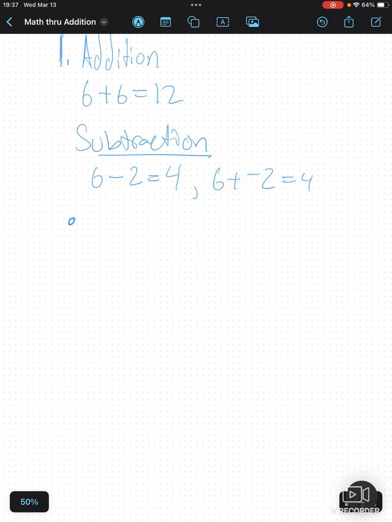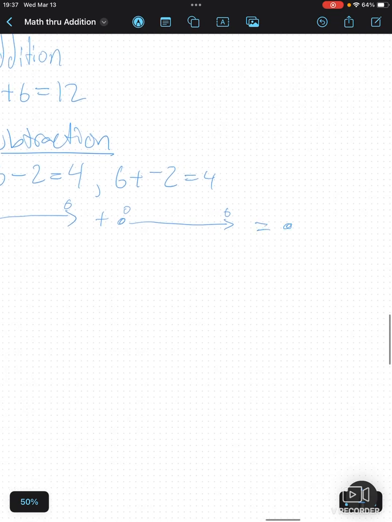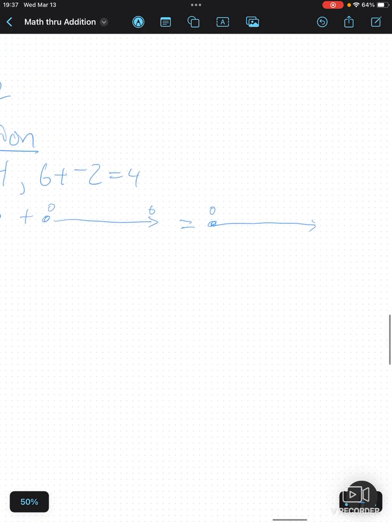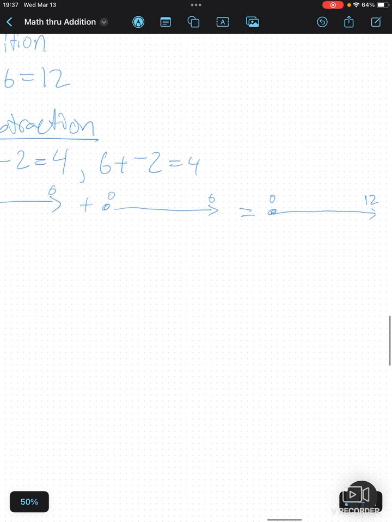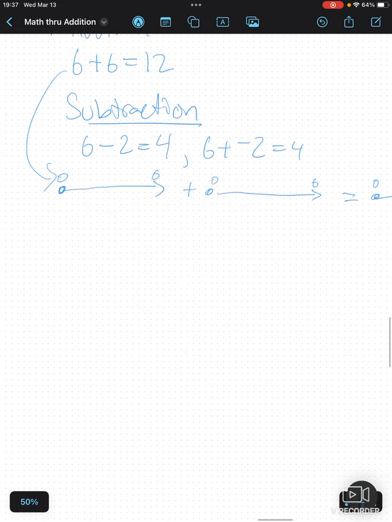And to put this into perspective, to give a visualization, let's say 0 to 6 plus 0 to 6 right here. So for example, 6 plus 6 equals 12 gives a combined value of 0 to 12. This is not drawn to scale, but this would be double the length of the other two. But for subtraction, we would have something like 0 to 6 plus our 2 value, but it's going in the opposite direction, and that gives a net total of 4, or 6 plus negative 2 is equal to 4.